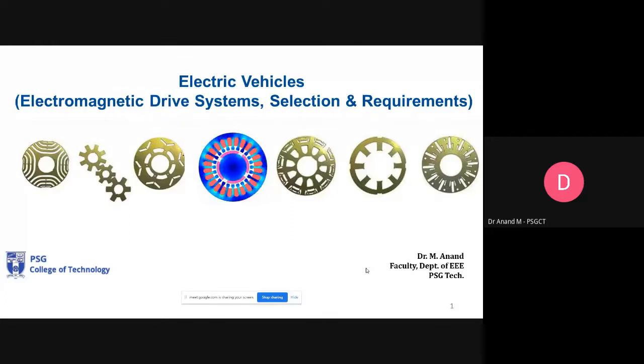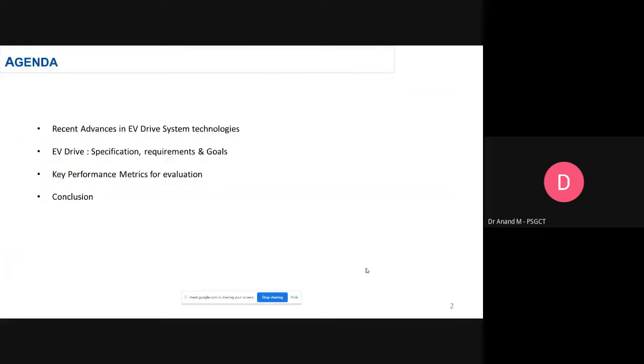What are the ideal factors that should be incorporated in selecting a proper drive system? The short agenda for this session: we shall see the various advancements in electromagnetic drivetrains, the specifications and requirements to satisfy the current industrial needs, and the key performance metrics that should be considered for a proper evaluation of a drive system. Then we can conclude with some case studies.